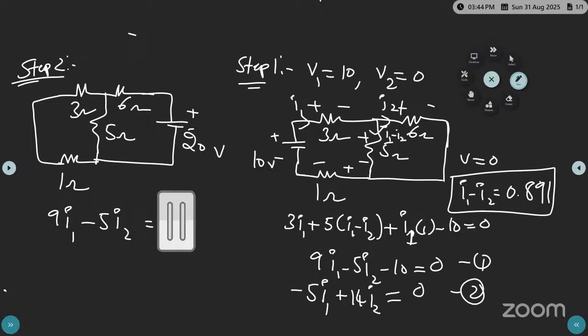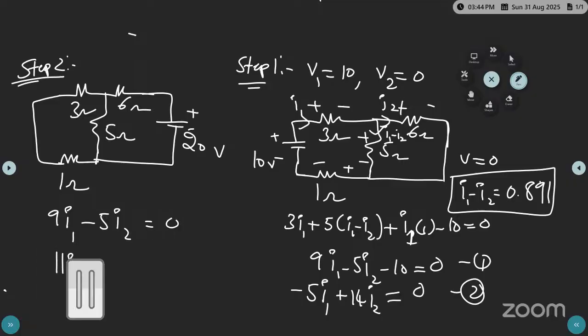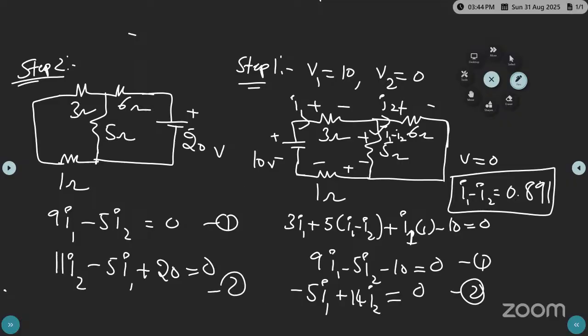Second equation is 11I2 minus 5I1 plus 20 is equal to 0. This is equation 1, this is equation 2. For this problem it is correct. Second equation: is it 14I2 or 11I2?